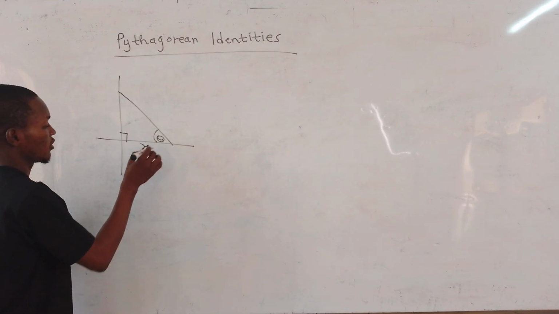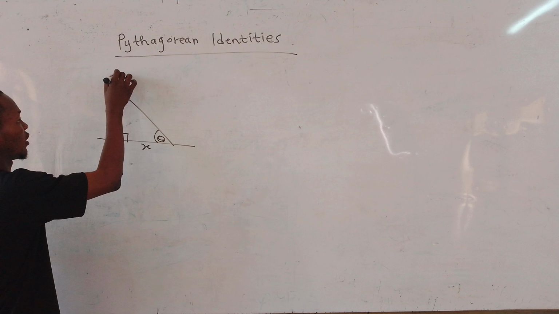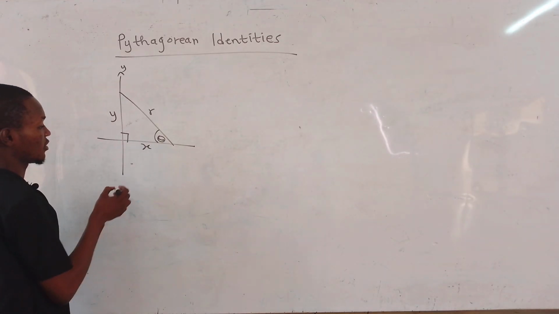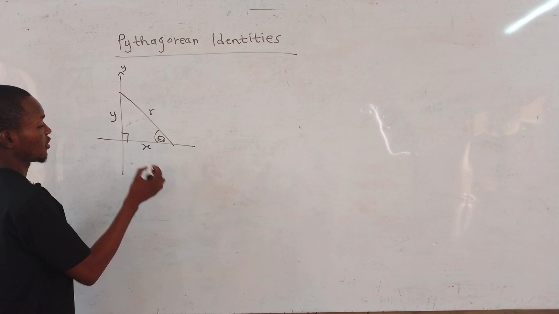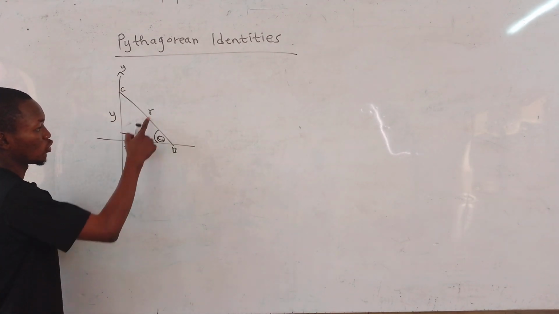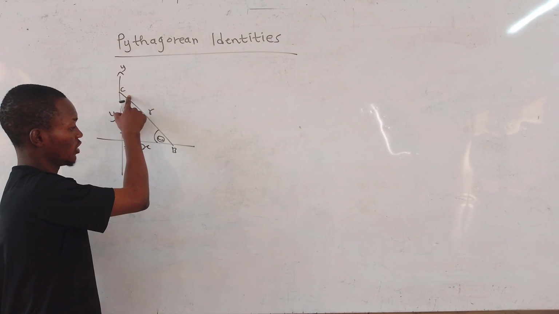Now, let's assume this is x and y here, which falls on the y-axis, and then r here, that is the distance from this side. So let me name my right angle triangle A, B, C. So r being the distance from B to C.